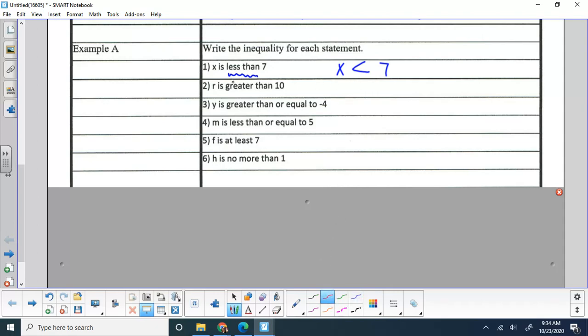Let's look at the next one. R is greater than 10. Again, they used the word greater than, so we know that it's the greater than symbol, 10.